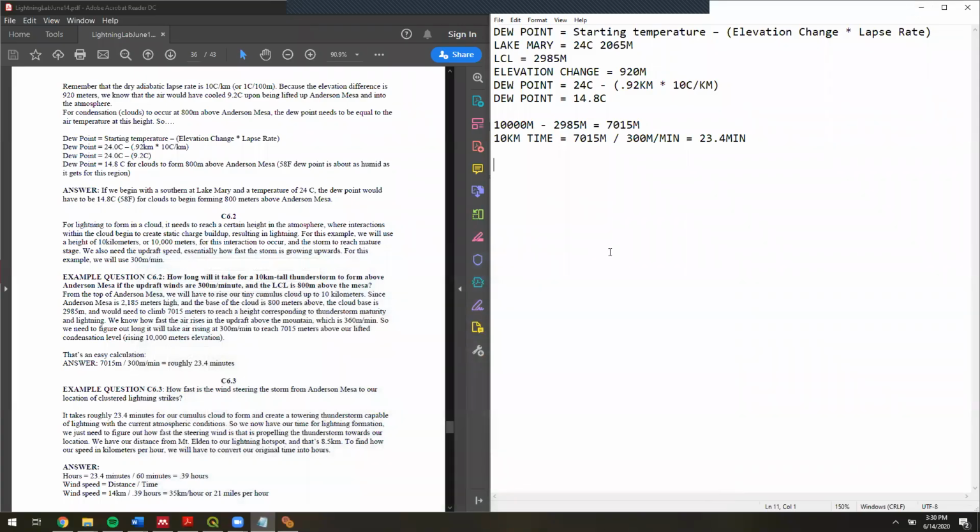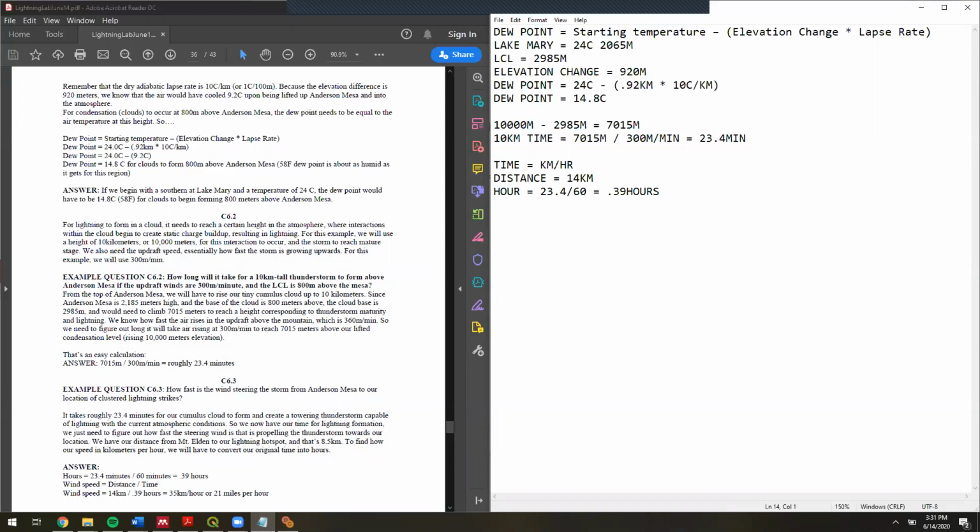Okay, so in order to solve for this, we're going to solve for kilometers per hour. We're going to give you in Canvas the distance between the two locations. So in this case, the distance between Anderson Mesa and Doney Park is 14 kilometers. Okay, so all we're trying to figure out then is our wind speed in kilometers per hour. So we need to convert our time that we have, 23.4 minutes, into hours, and that's equal to 0.39 hours. We just divide it by 60 minutes in an hour.